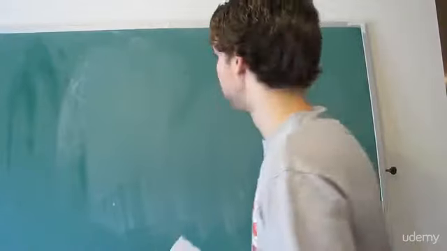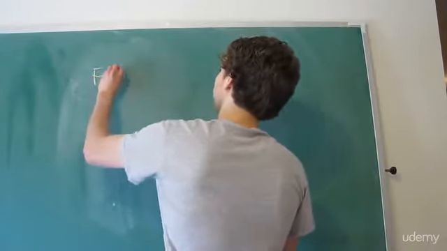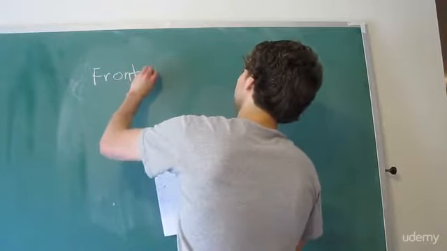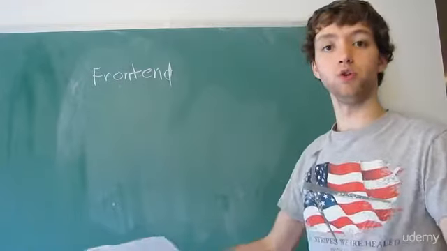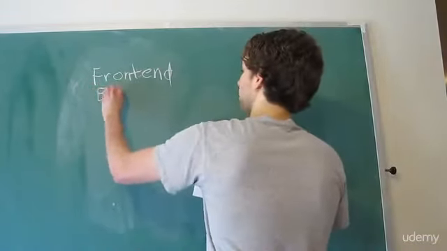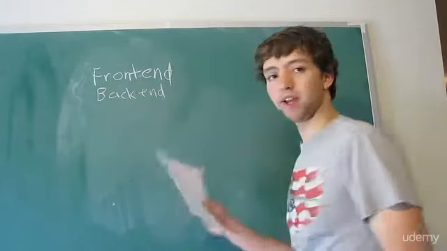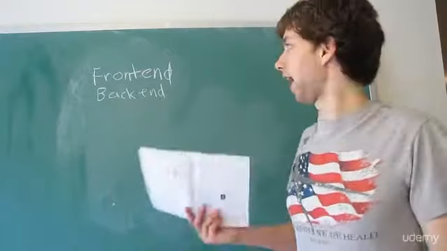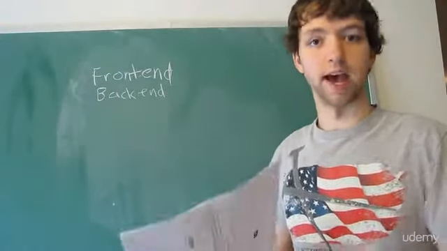Alright, presentation. So the very first thing is we have the front end of an application. So the front end is what the user sees. The back end is what's going on behind the scene. When we have a website, we don't just have what the website looks like. We have code that gives us that look.